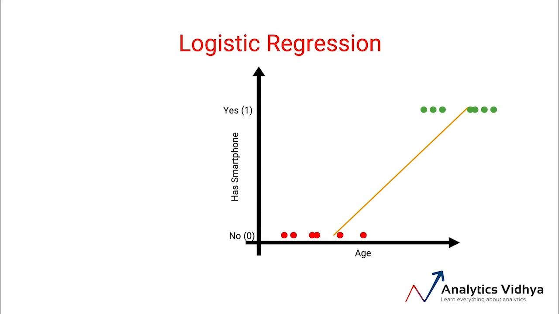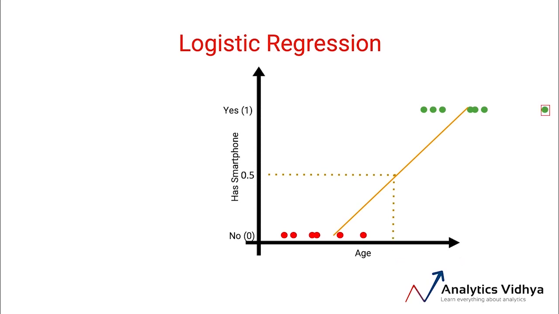When we draw this line, ideally the values should only be 0 and 1. But when we draw this line, what we see is that while there are some values between 0 and 1, we can put a threshold like if the value of age is below this particular point, the person does not have a smartphone. And for a particular value above age, it will have a smartphone.